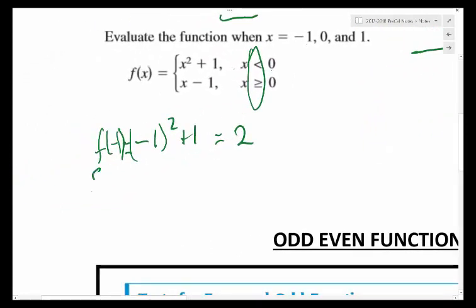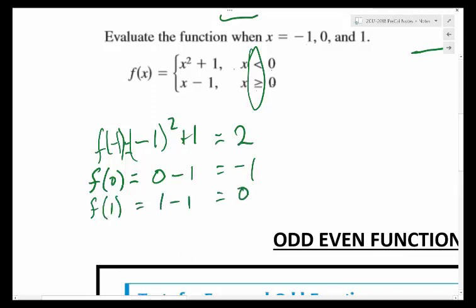At f of 0, I will now be in the second function, because where x is greater than or equal to 0, it follows x minus 1. 0 minus 1 is negative 1. And for positive 1, because it is greater than 0, f of 1 will equal 1 minus 1, which will be 0. So a piecewise function, it's like you're putting two graphs on the page, but then you erase parts of the graphs based on the domain restriction.